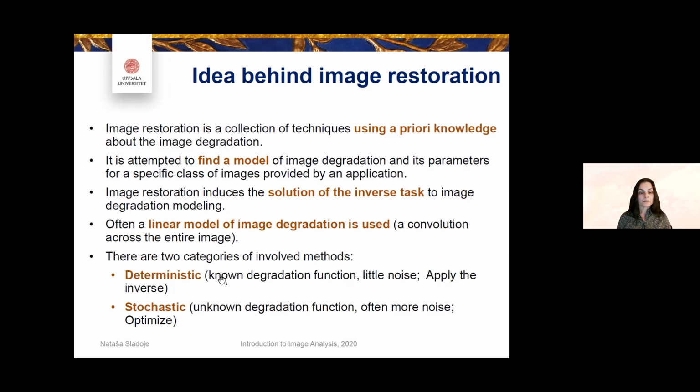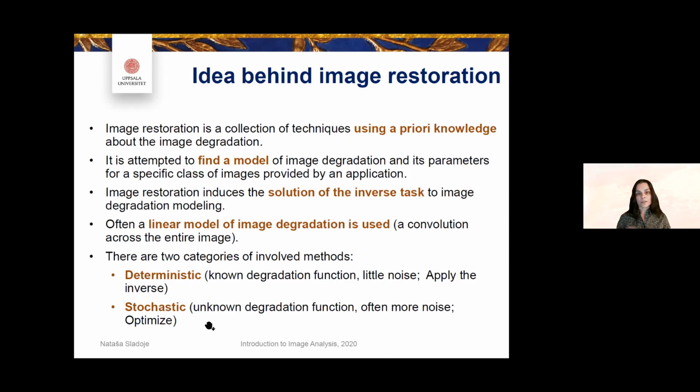Finally, the methods that we can rely on, or will to some extent mention in the lecture, belong to two big classes. If we know the degradation function, can estimate it quite well, and in case we have a relatively small amount of noise in our images, then we can really solve this inverse task by applying some inverse function of that degradation that we know. That will then be a deterministic process.